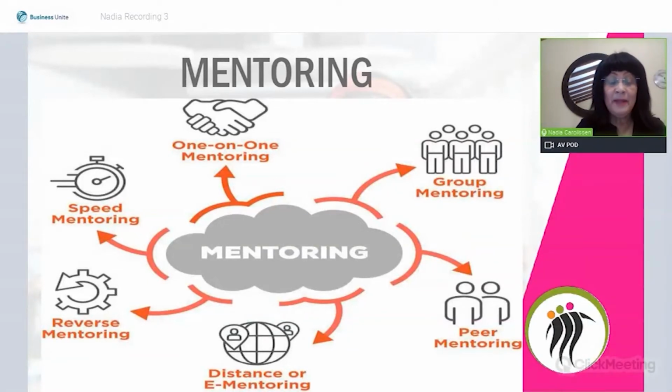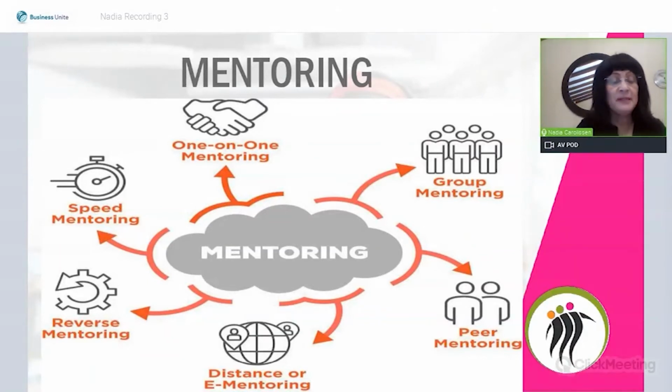Distance or e-mentoring or virtual mentoring, this one has become quite popular in the last slightly more than a year, when lockdown started in this country as a result of COVID-19. Also, we are all familiar with Zoom and Teams, the basic tools used for virtual mentoring. Also, for e-mentoring, we can use our emails, WhatsApp, etc.